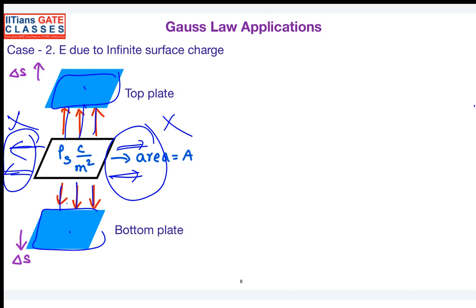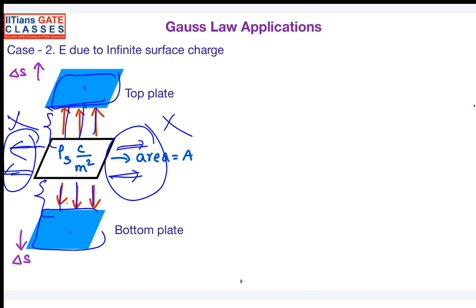We have to always take the direction of the flux to measure the distance. That means whatever the distance at which the top plate is placed from the main surface charge, you should always place the bottom plate also at the same distance. So the distance from here to here is the same as the distance from here to here. It's just the placement.